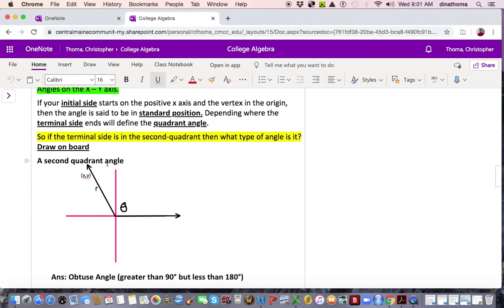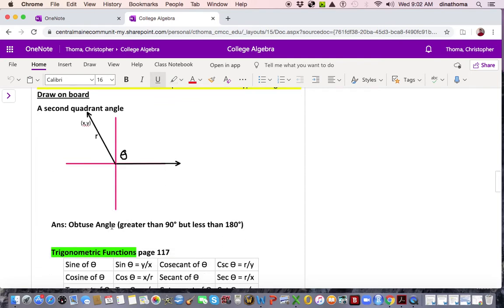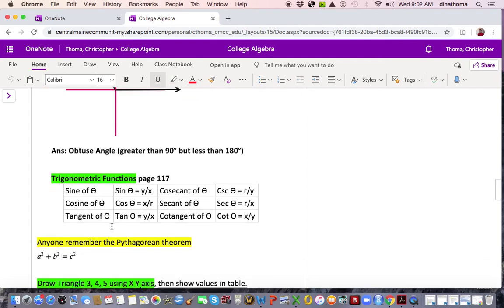So this is how we're going to use the xy coordinates to create some triangles here in this video. And just remember, we always start at the origin, and our initial side is the x-axis, and then we create a ray from our vertex to wherever we want it to go. Which brings us into our trig functions. So the trig functions we're going to learn are sine, cosine, and tangent. And then their inverses, as we call them, are cosecant, secant, and cotangent. And this is all on page 117 in your book.